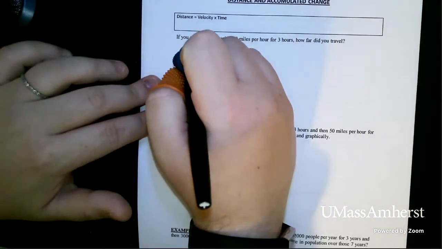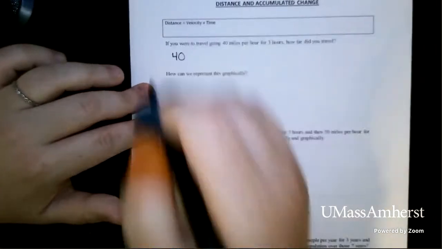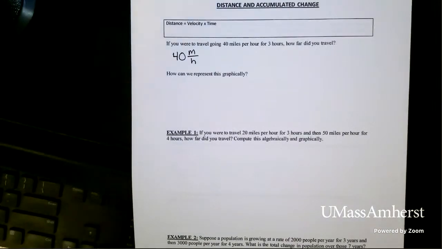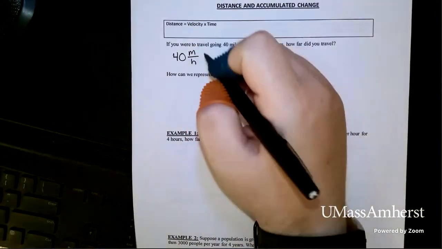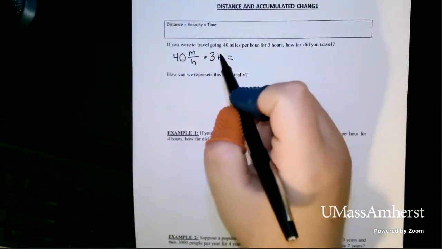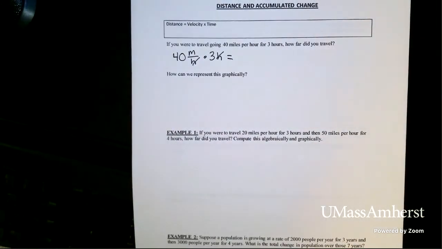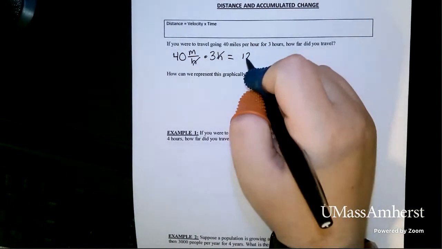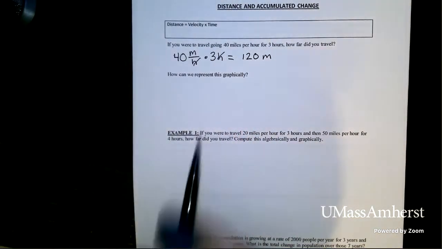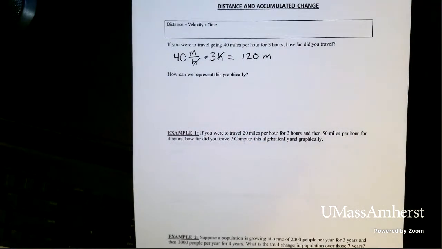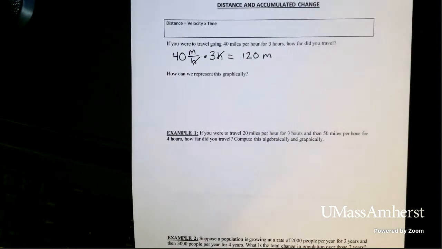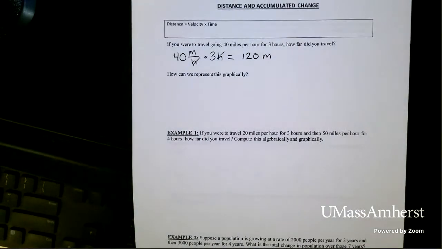So let's figure out how we can write this out using units. 40 miles per hour, I'm going to write it as m/h, and we travel for 3 hours. If we multiply those together, we can see that the hours units cancel, and I'm left with 120 miles. So if I take the velocity, the rate at which I'm traveling, 40 miles per hour, and multiply it by the time that I go at that rate, it will tell me the total distance traveled.